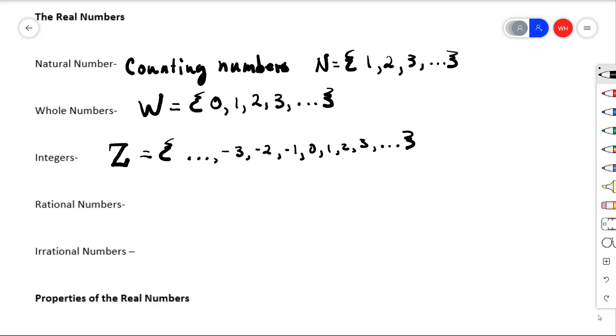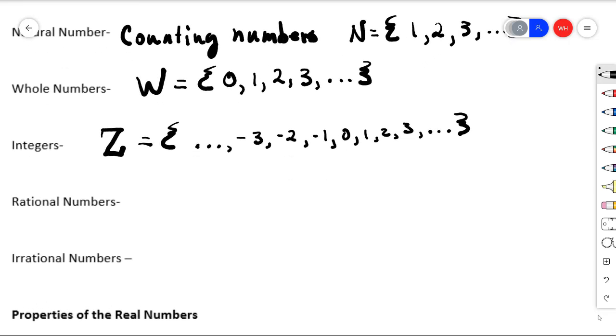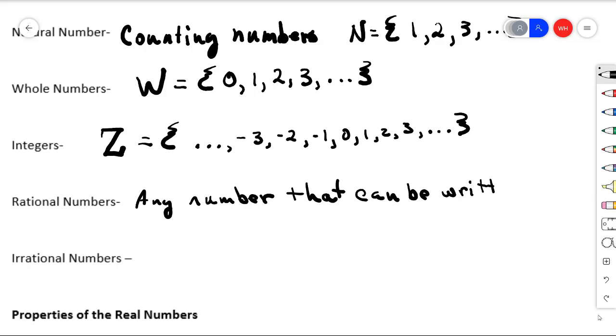Okay, next is the set of rational numbers, and this one is not well ordered, so we can't list it in roster form. We can just list examples, but we're going to first define it. And I'm going to give you an informal definition. It's any number that can be written in A over B form.